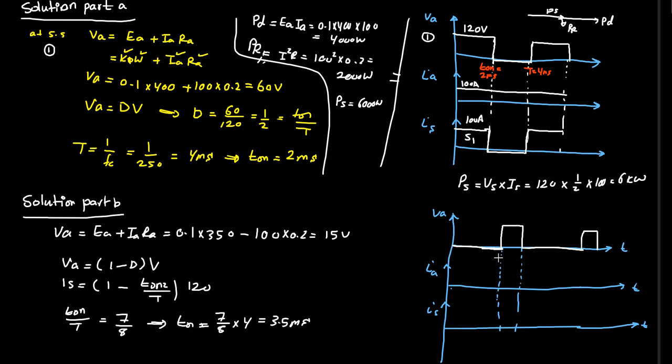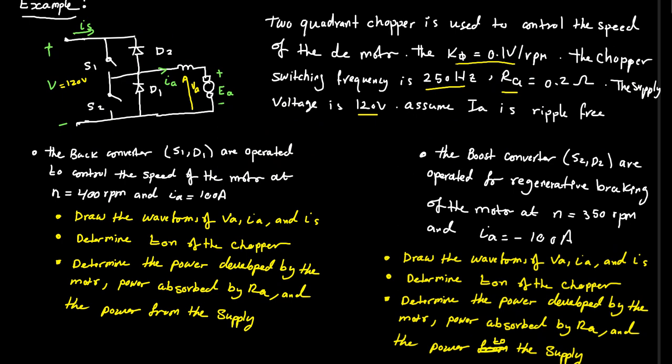So here this is the T on, which is the 3.5, and this is the 4 millisecond, and here the value is 120 volt. Now the current is assumed ripple free, so it will be minus 100. Now the same thing, the supply current here only will flow if the D2 is conducting. The current will feed back here.